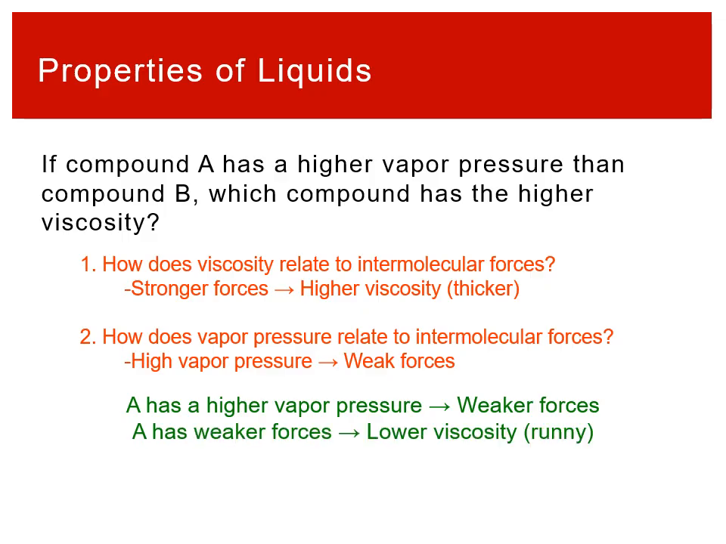If A has weaker forces, that means it has a lower viscosity. It is runnier than compound B. Compound B, therefore, has a higher viscosity. It is a thicker liquid. It's harder to flow, harder to pour, slower to pour, all of those things. And so we can see that this has nothing to do with what compound A and compound B are. This is just generically always true for liquids.